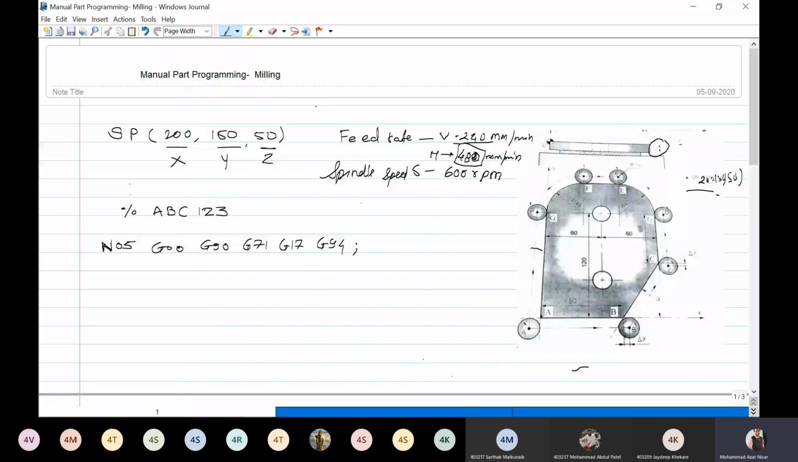So what is this N05? This is the serial number of your block. You can take N10 or N5, but N05 means you can edit this program up to 5 times. N10 means you can input or add blocks up to 10.